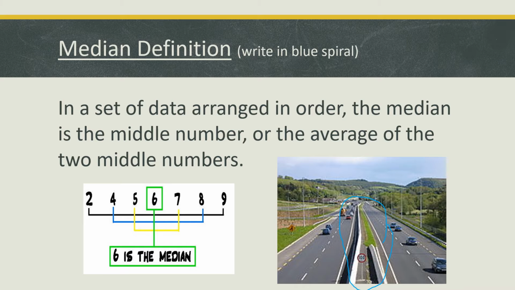So in a set of data, let's go back up to our definition. In a set of data just means numbers. So when you have numbers, you want to arrange them in order, and the order is always going to be least to greatest. The median is always the number that's in the middle. But sometimes there might be two numbers in the middle, and if there's two middle numbers, you want to find the average of those two middle numbers. So don't get overwhelmed. We're going to go through and talk through all this, okay?